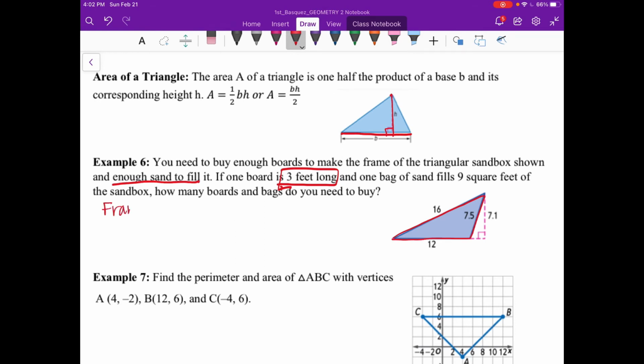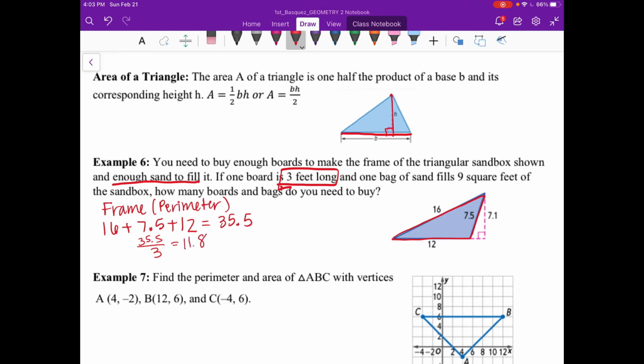So for my frame, I'm going to be using the perimeter. How much do I need to go around? In this case, my perimeter is 16 plus 7.5 plus 12, and when I do that, I get 35.5. Now, this is the full perimeter, but I need to figure out how many boards to buy to make this happen. So 35.5 divided by 3, because each board is 3 feet long, I get 11.8.